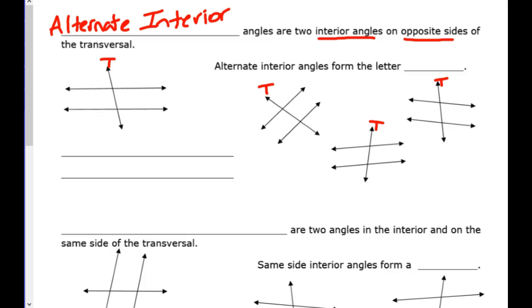Now, alternate would mean if I have an angle on the inside right here, then I'm going to have another angle on the inside, on the alternate or the opposite side of the transversal. So those two angles, do you agree that they're alternate on the T line, the transversal line, but they're interior for the parallel lines? Alternate, interior. And if I were to make them bold, it does look like a Z.